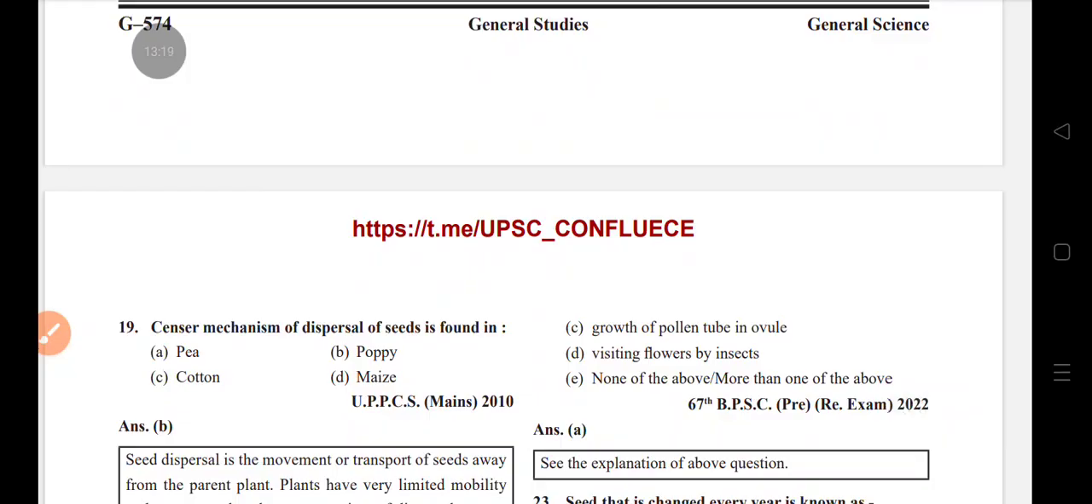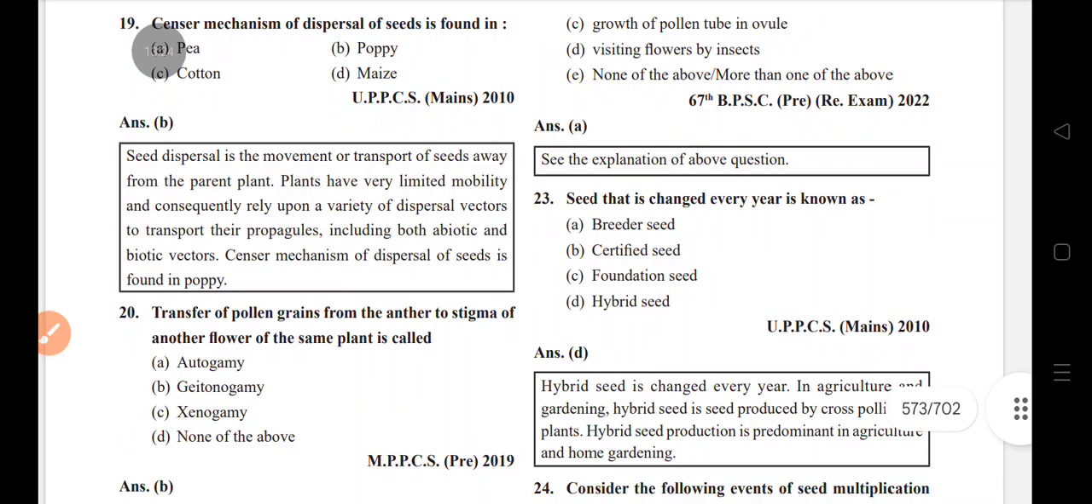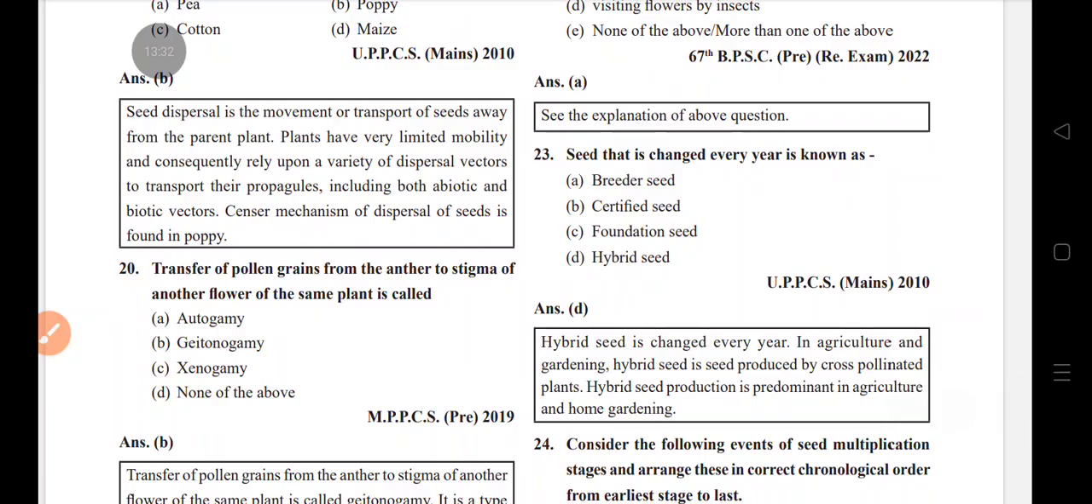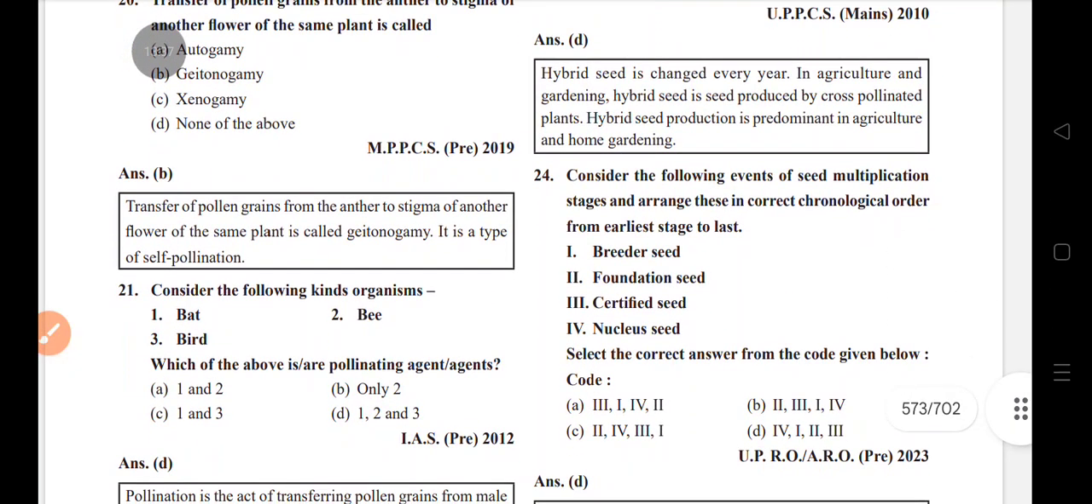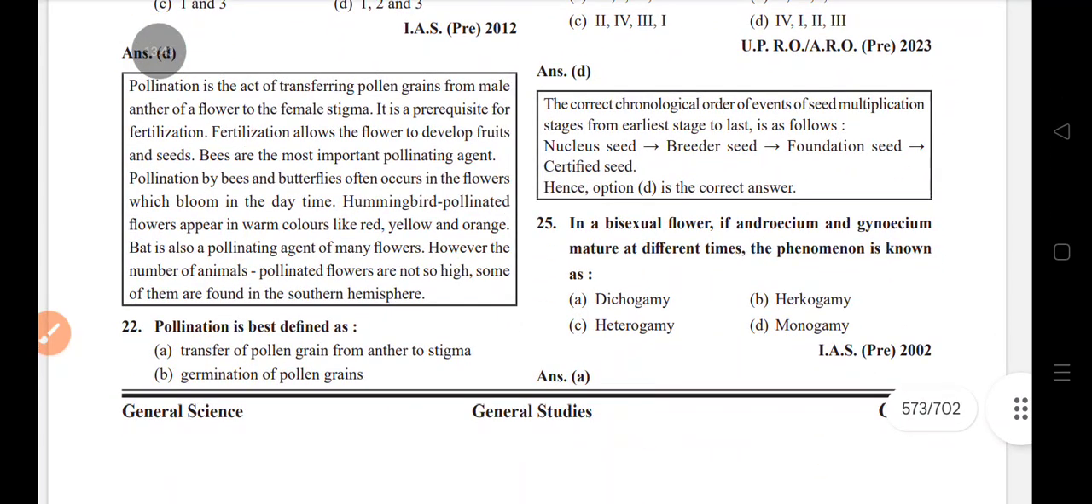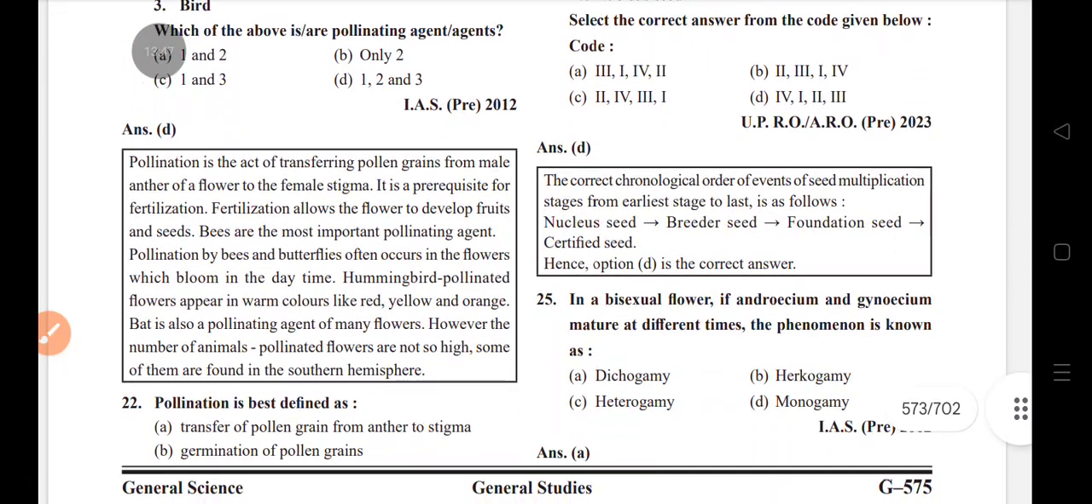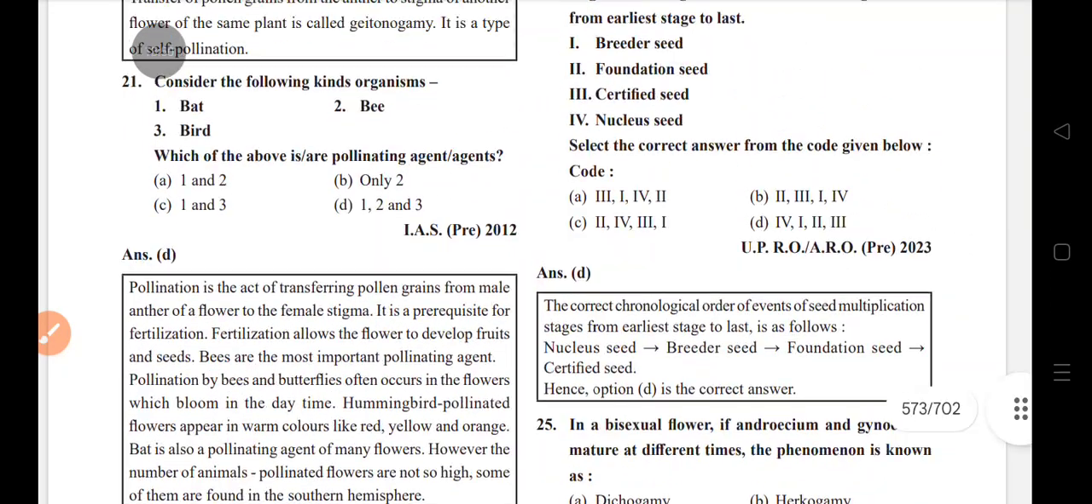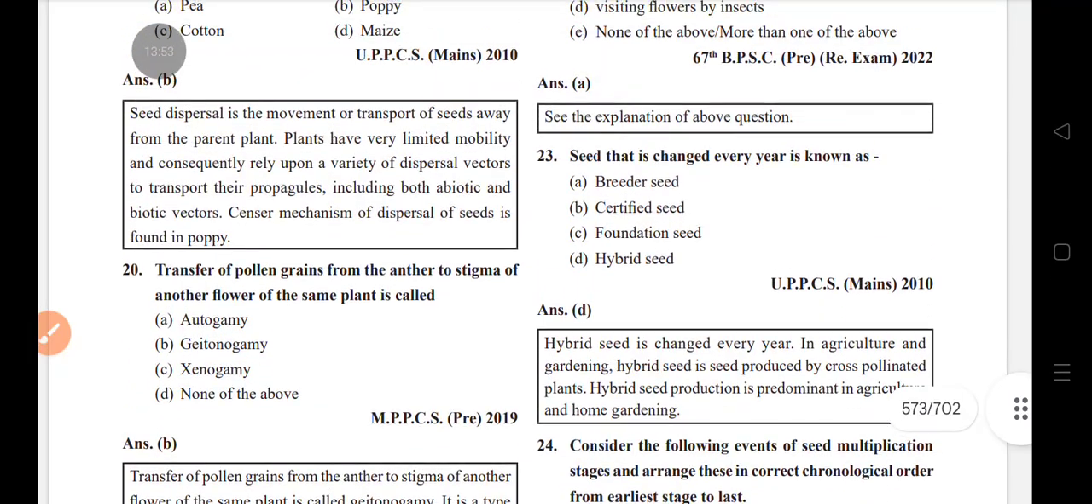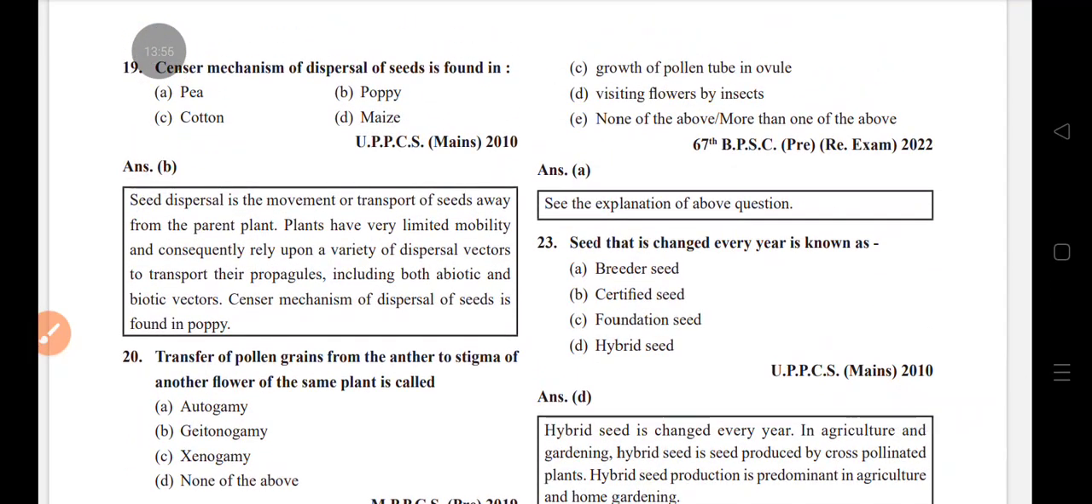Censor mechanism of dispersal of seed is found in poppy. Transfer of pollen grain from anther to stigma of another flower of the same plant is geitonogamy. Pollinating agents: bat, bee, bird. Pollination is best defined as transfer of pollen grain from anther to stigma. Seeds that change every year are known as hybrid seed.